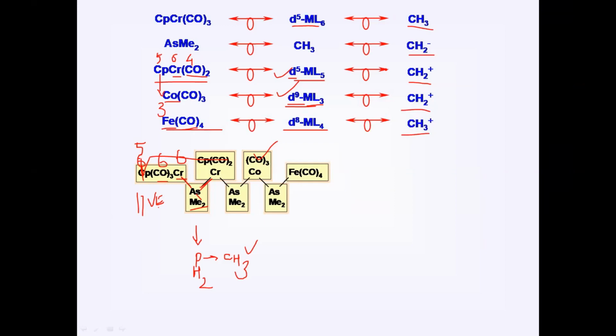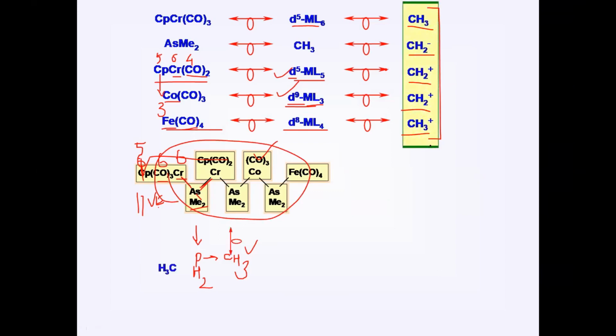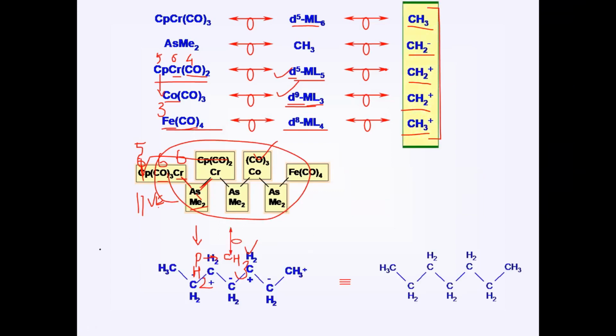So now you change all these groups to these alkyl groups. What will you get? CH3, CH2 minus, CH2 plus, CH2, CH2, and so on. Now you cancel all these charges, minus and plus. The entire structure is CH3, CH2, CH2, CH2, CH2. What is this: 1, 2, 3, 4, 5, 6, 7, heptane, n-heptane. Overall, this molecule has a structure similar to that of heptane.